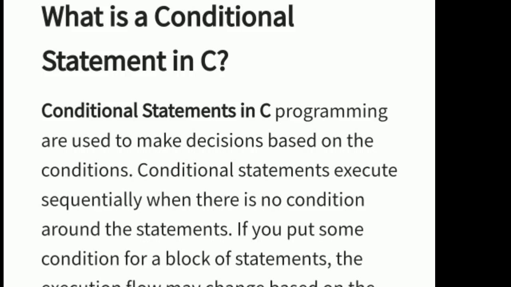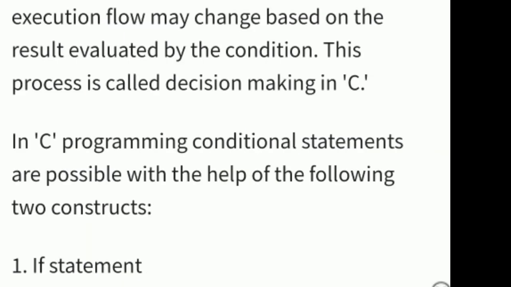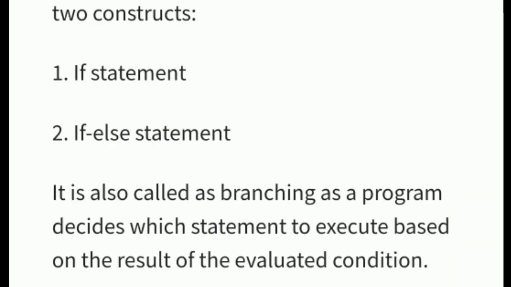Today we have discussed control statements in C. There are different control statements: first, decision making or branching; second, the looping statement; third, the jumping statement. The decision making branching statement is also known as a conditional statement.